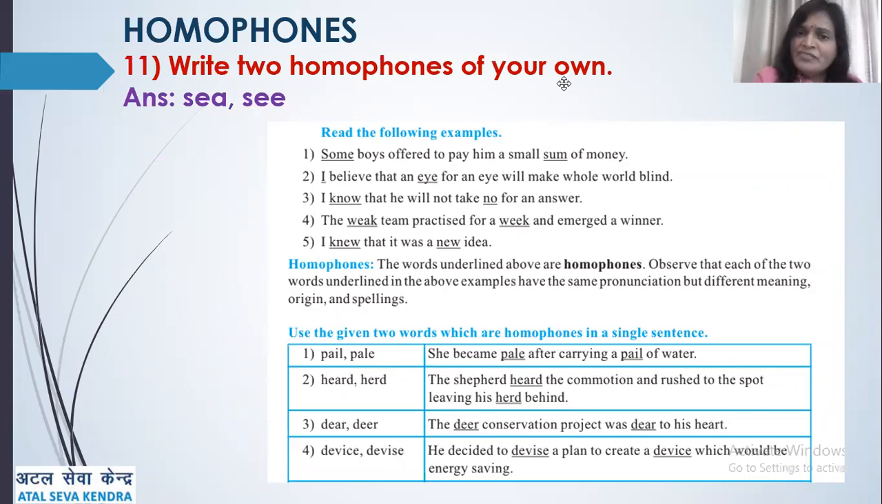The weak team practiced for a week and emerged a winner. I knew that it was a new idea. So what do you find in these words which are underlined? They're having the same pronunciation, but they're totally different when it comes to meaning, origin, and spelling. Similarly, pale, pail, heard, herd, dear, deer, device, devise. Yeah, they're all homophones, words which have the same pronunciation, but they are totally different.